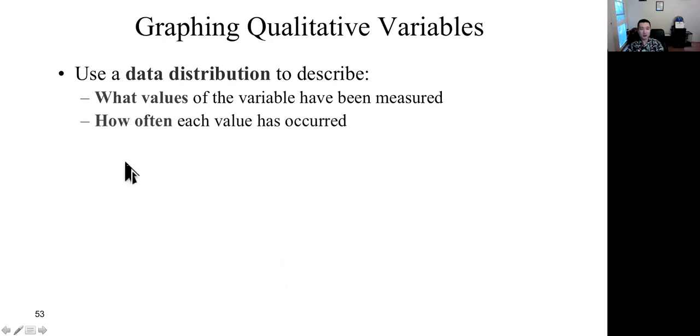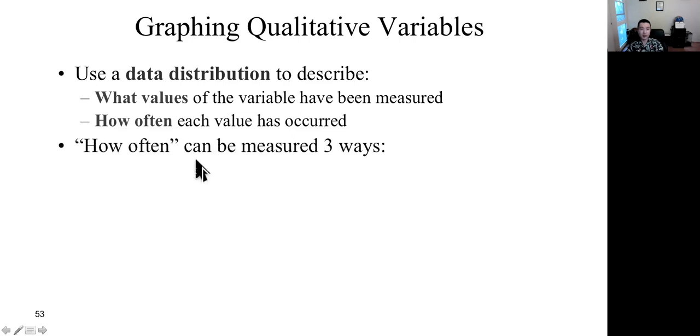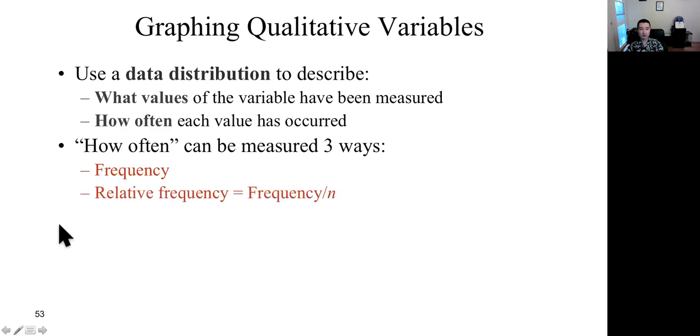We can use the distribution to describe, first of all, what values of the variable have been measured, so what the possible values and outcomes are. We can also measure how often each value occurs, and that can be measured in several ways. First is called frequency. For example, if we observe 8 twice, then the frequency for 8 is 2.